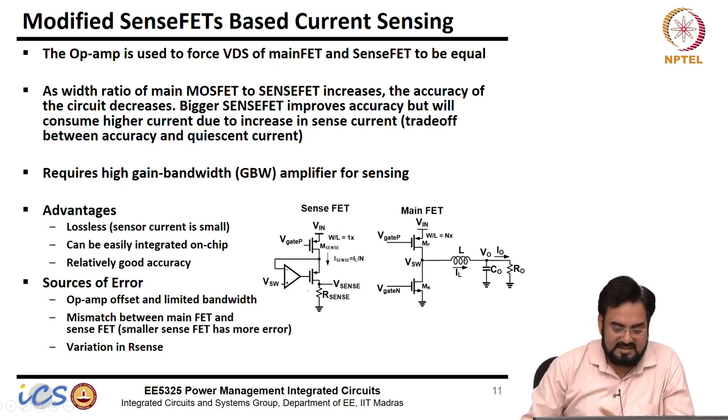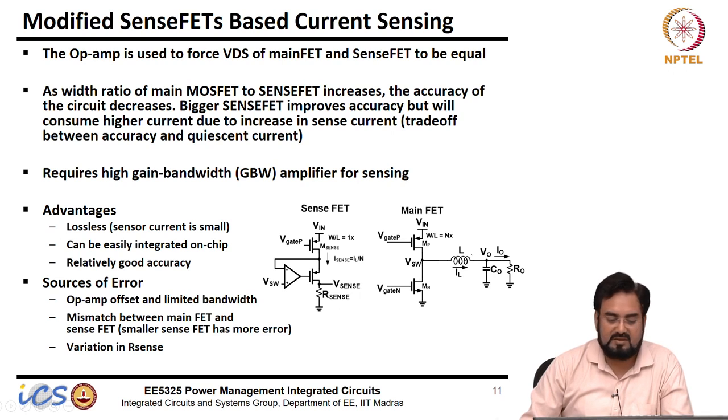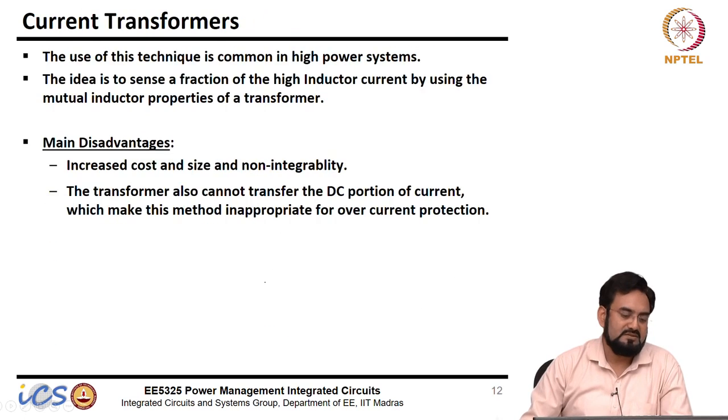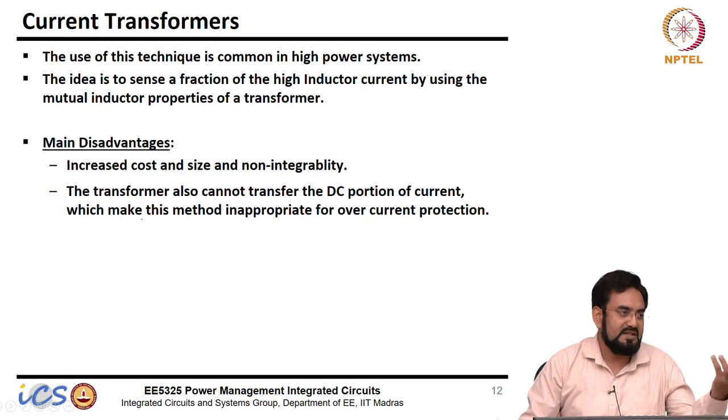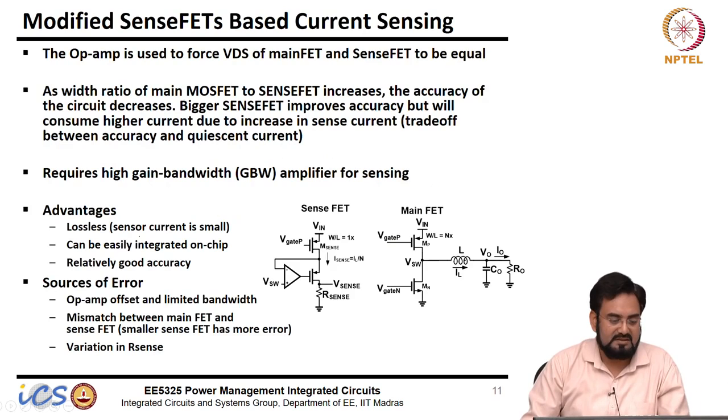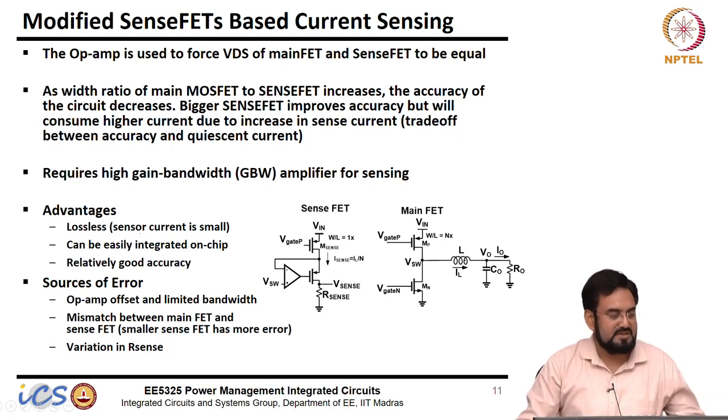Okay, so the advantage here is that everything is fully integrated, no external components are required. It is lossless. When I say lossless, there is no additional loss in the current path. And this is very small. If you compare, this is a milliamp of current compared to amps here. So a current transformer we never use actually, because it is bulky. It cannot be built on chip. So that is very bad. But this is the most commonly used in MOSFETs.